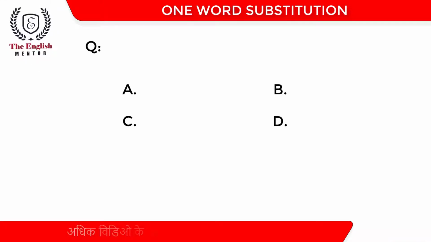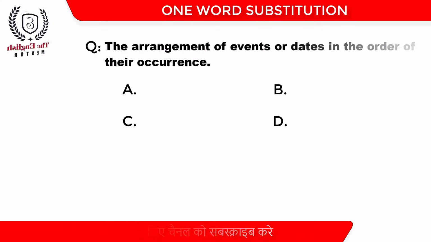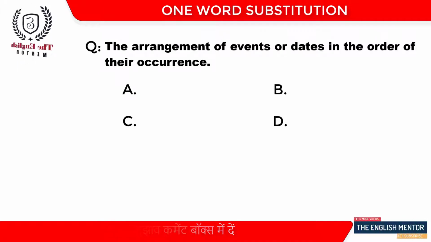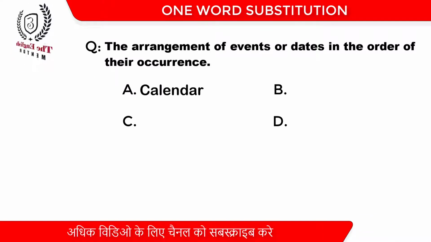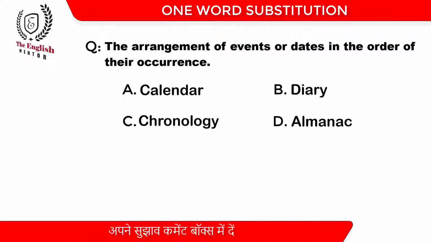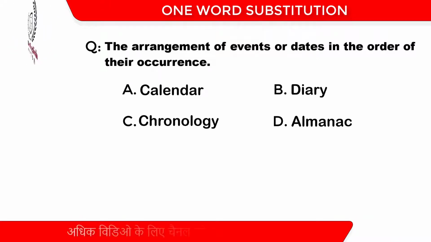Here I am giving you one question about one word substitution. The arrangement of events or dates in the order of their occurrence. And the options are A. Calendar, B. Diary, C. Chronology, and D. Almanac. Now you will have to answer the correct option within 5 seconds. And your 5 seconds time starts now.